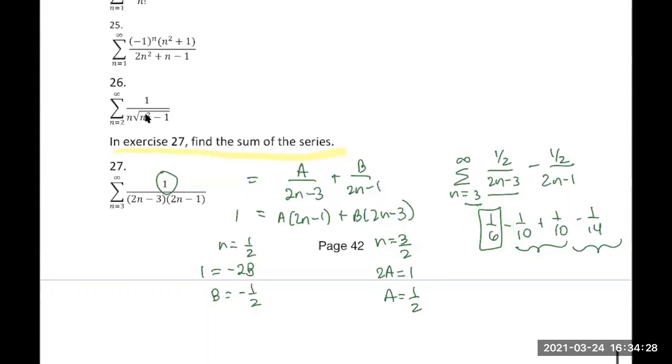You just want to verify that it is telescoping, and to verify it, I would just expand it out a little bit more.